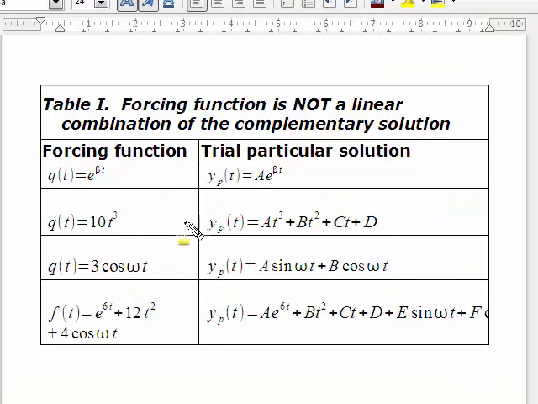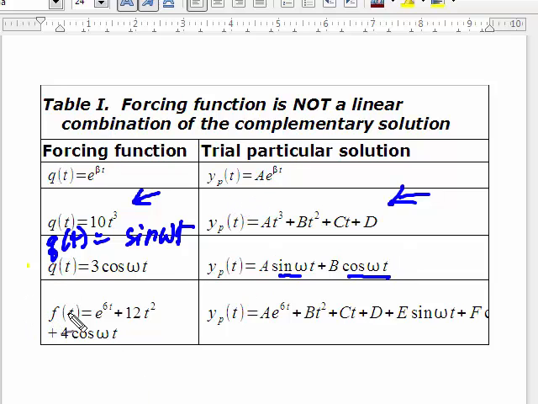Looking a little further down the table, if q of t is either a sine wave or cosine wave of a certain frequency, which I'm just writing as omega, then the particular solution has to equal two terms, both the sine and the cosine, with the coefficients a and b. It's similar to this case where you had to give the entire polynomial. Here you have to give both sine and cosine terms, and the reasons are the same.